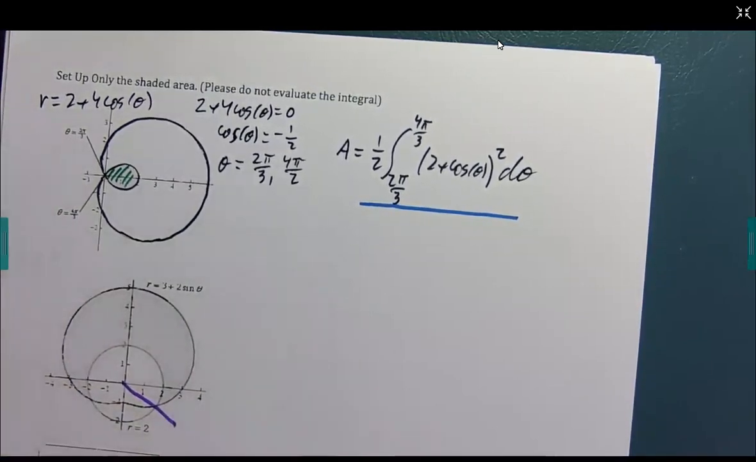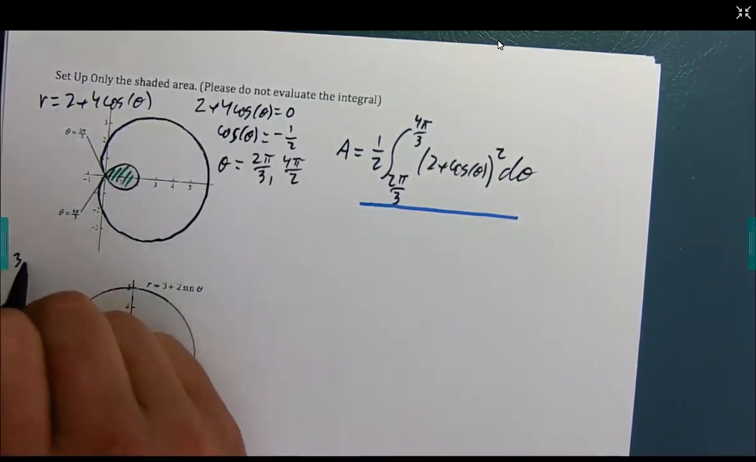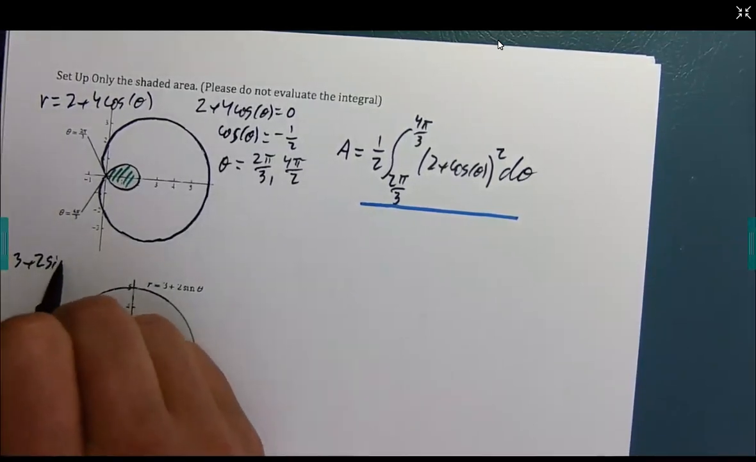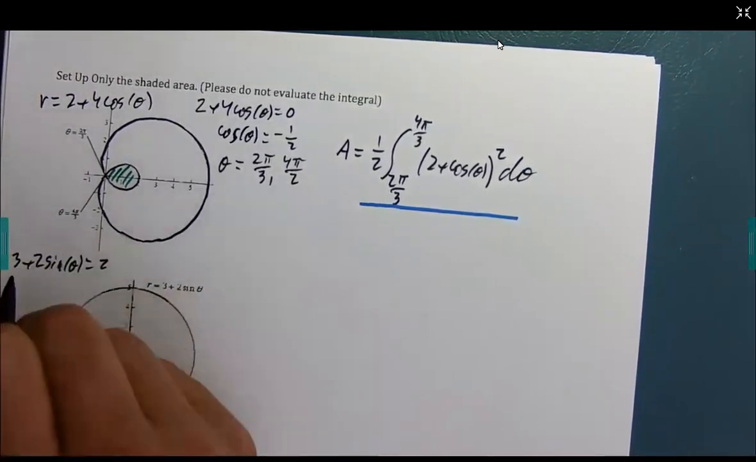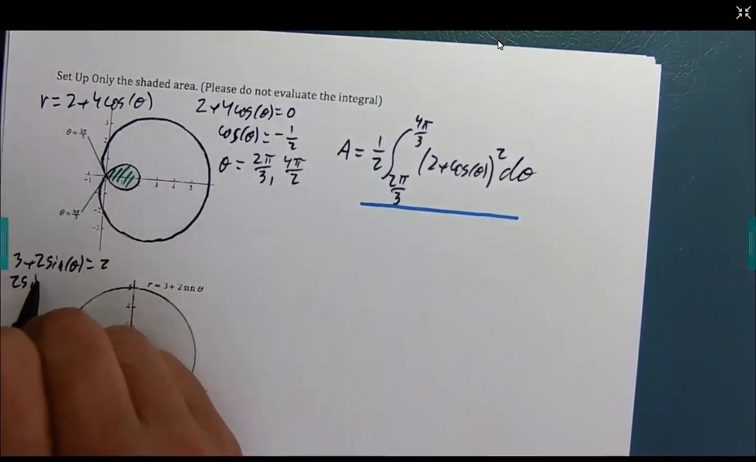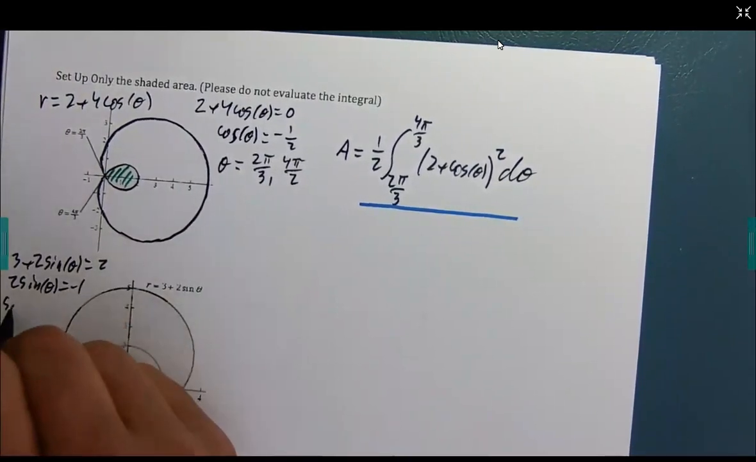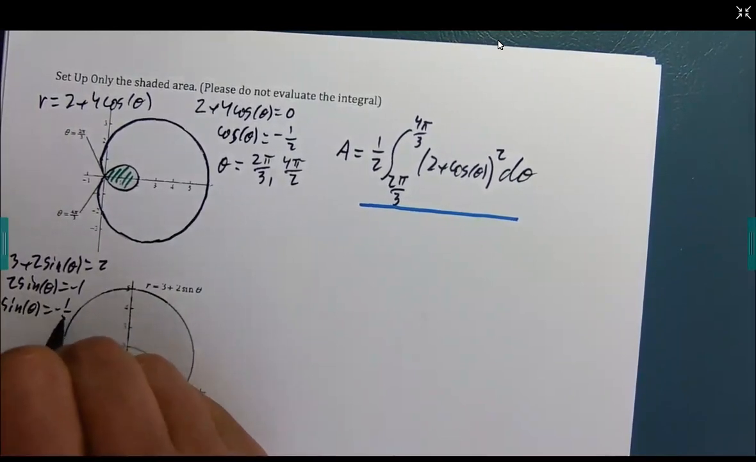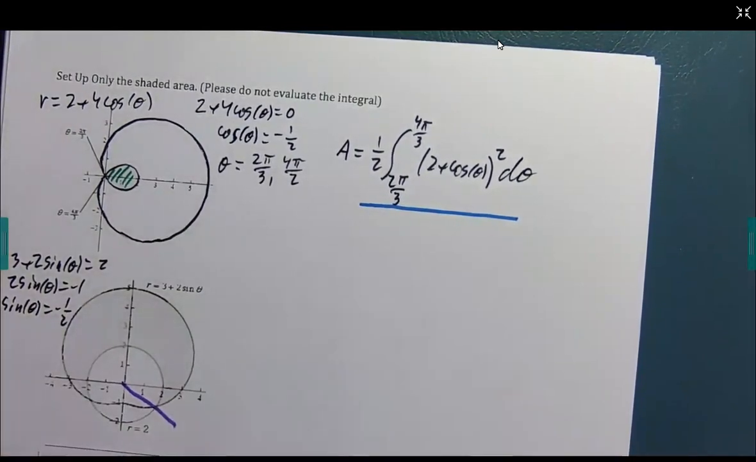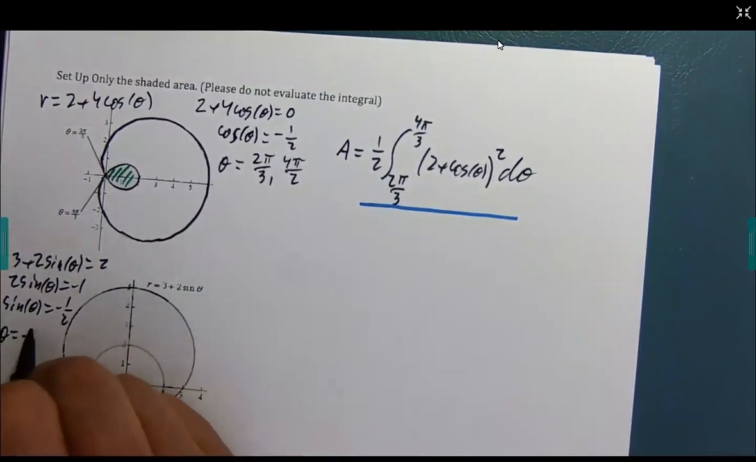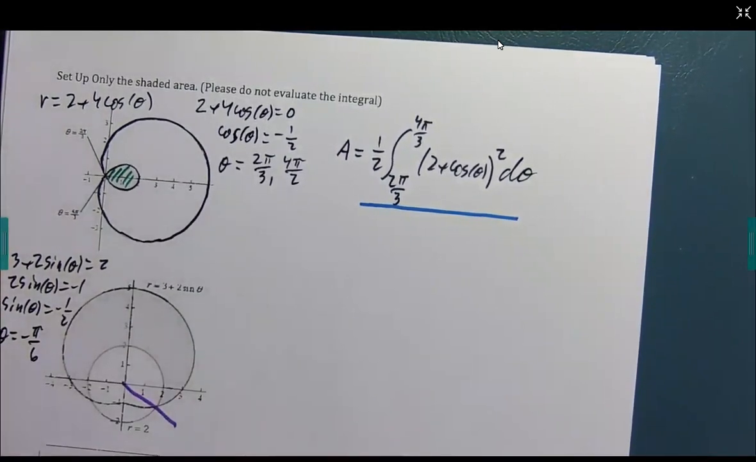That's looking like a negative angle to me. And what we're going to do is use a little symmetry and go from whatever that angle is to pi over 3. So I'm going to set these two functions equal to one another. So this means 3 plus 2 sine theta equals 2, which means 2 sine theta equals -1, sine theta equals -1/2. So this is going to be theta equals -pi over 6, it looks like to me.